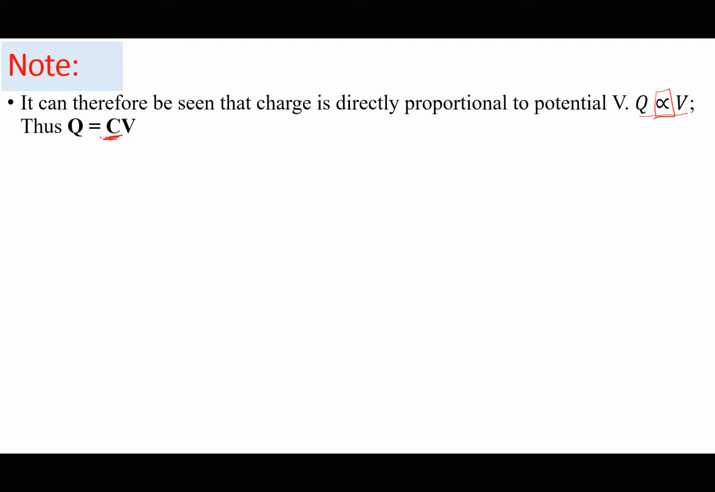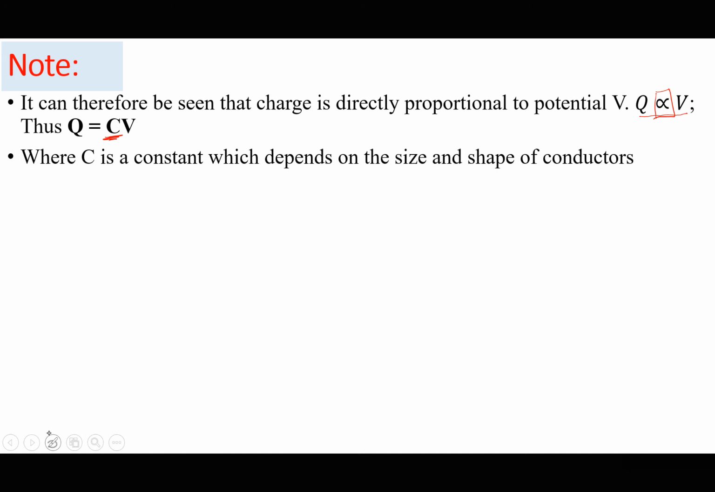So what does C stand for? The constant C stands for the capacitance. C is a constant, and this is going to be determined by the size and shape of the conductors. In the previous case, the conductor was spherical. In some cases, the conductor would be cylindrical, or just parallel plates. In some cases, the conductor could be very large or very small. So C is the capacitance, which is going to depend on the size of the conductor we are considering.